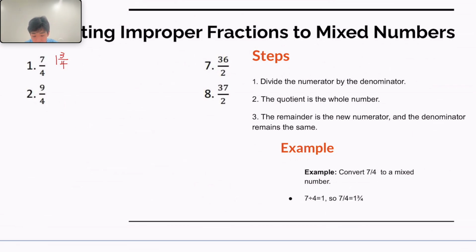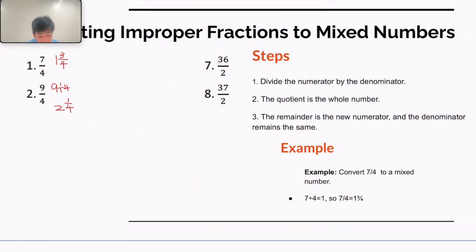Next, 9 over 4. First, we divide the numerator by the denominator. 9 divided by 4, the quotient will be 2. And the leftover will just become 1. So this is 2 and 1 over 4.